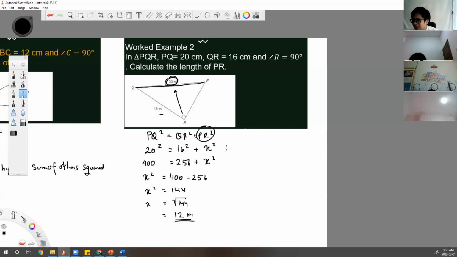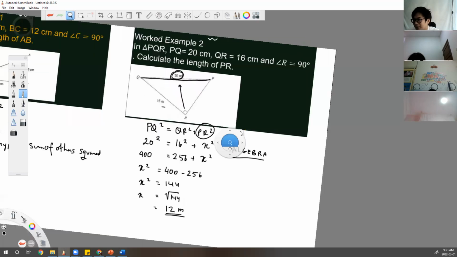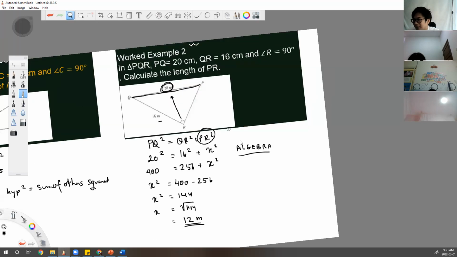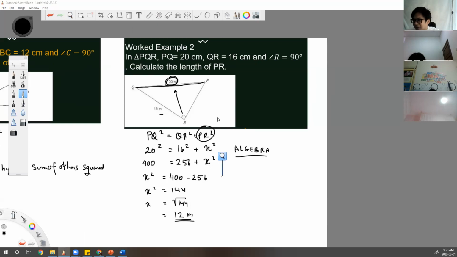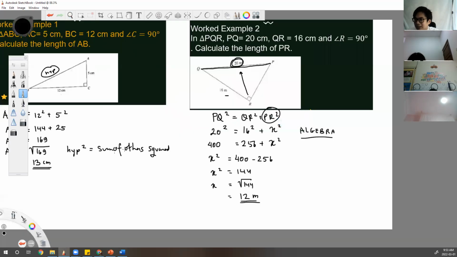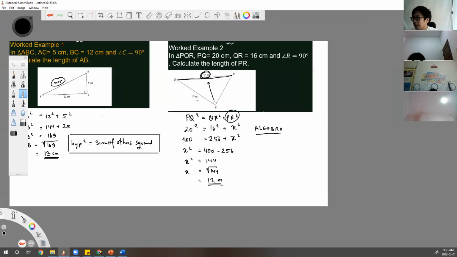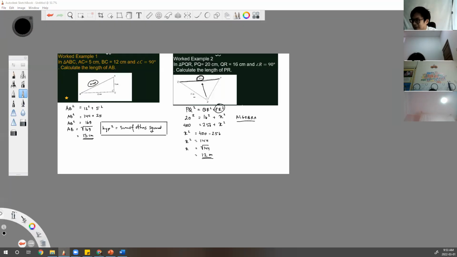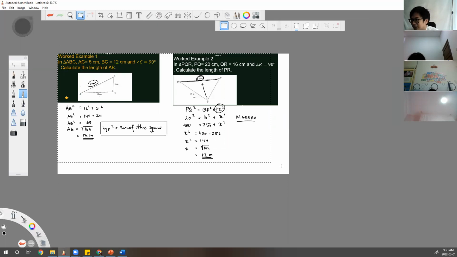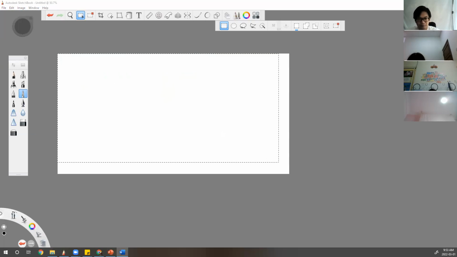Just use algebra. So with the help of algebra, and also applying the same rule: sum of squares of the other sides equals the square of the hypotenuse. That's it. This is the rule. Very simple. Let me know whenever you have any questions, so this simple thing can be understood fully. Okay, let's go for the next question.